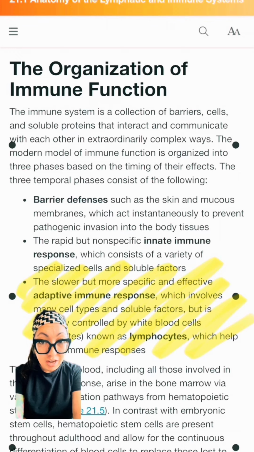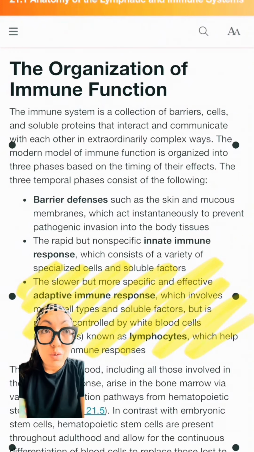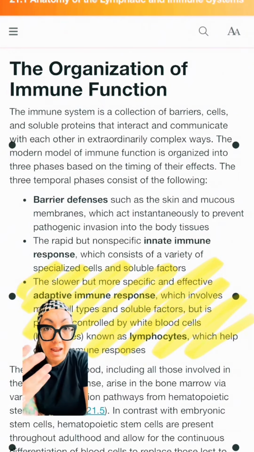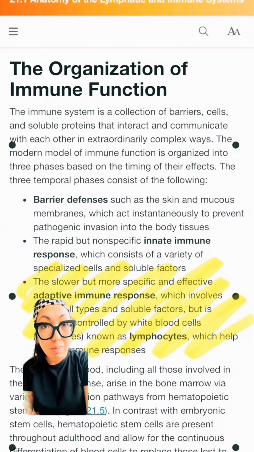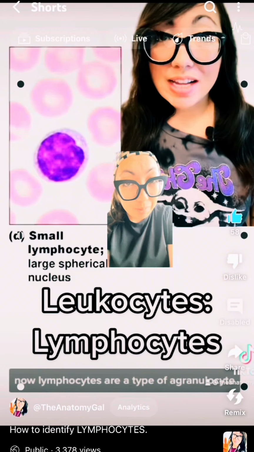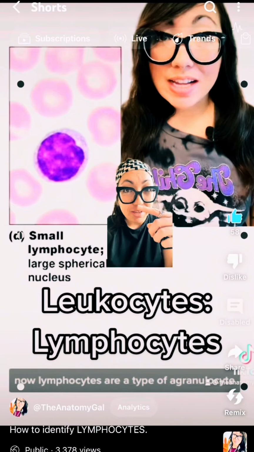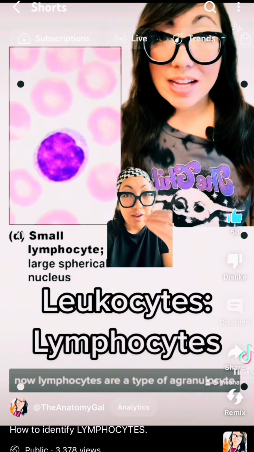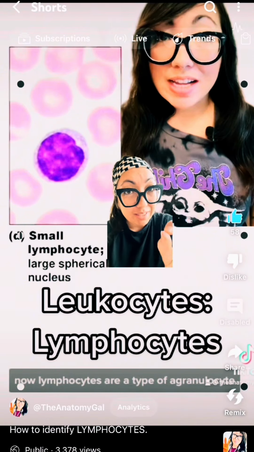And as the name suggests, it is going to work with us as we age to help form a protection against pathogens. The main cells that we will focus on are these lymphocytes. Quick plug, if you don't know what a lymphocyte is, make sure you go to my YouTube channel where I break down all of the different types of leukocytes or white blood cells.